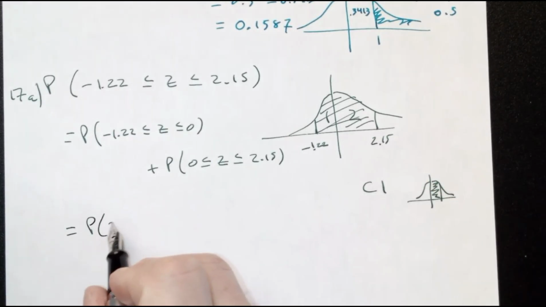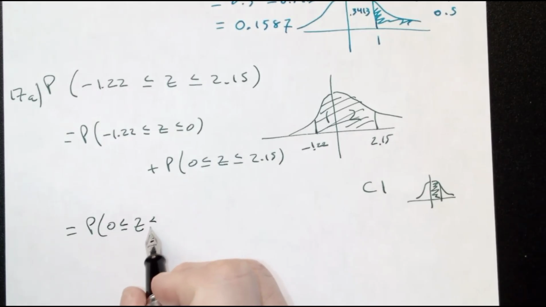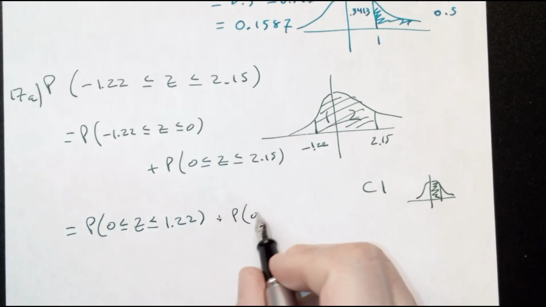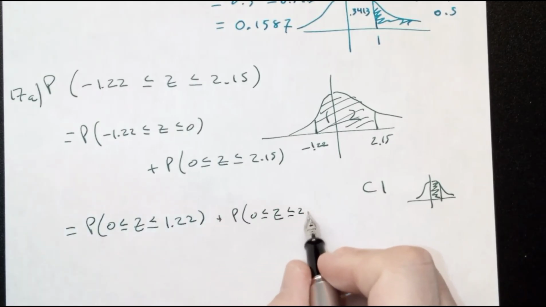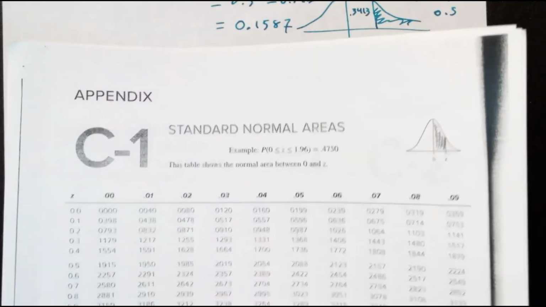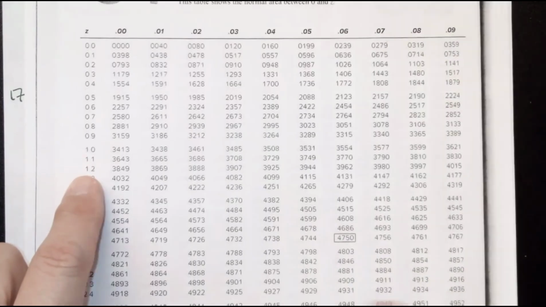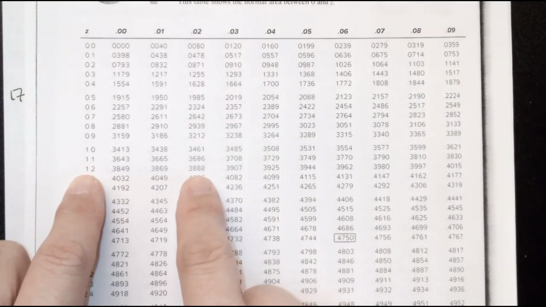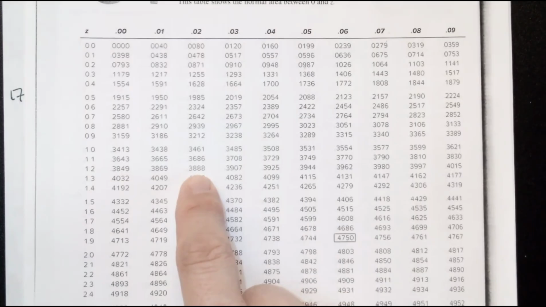I can say this is going to be positive 1.22 and positive 2.15. And I'm adding those. Then I can go to my table and I can get both of those numbers. 1.22, based on my table, C1, 1.1, 1.2, 0, 1, there's 1.22, 3888.